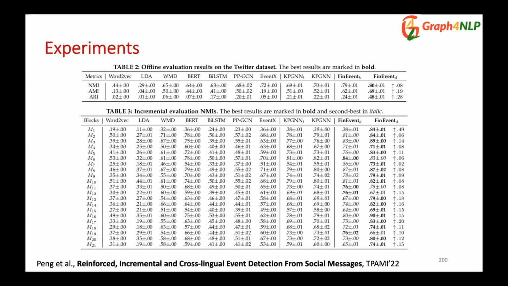In the experiments, they compare the performance of the FinEvent framework with different baselines, in terms of normalized mutual information, adjusted mutual information, and adjusted rand index. They performed the experiments in both an offline manner as well as an incremental detection manner. In different incremental settings, the new framework has better performance than all the baselines.